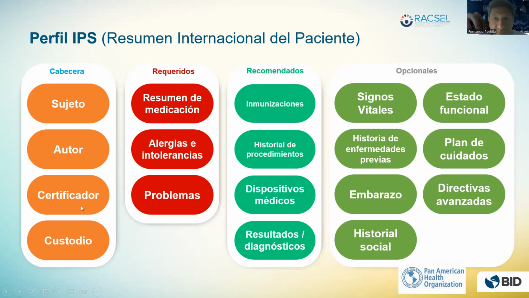From there on, we have different levels of information, going from more criticality to the lowest criticality. So what the standard recommends are these three sections. We first have red. This is required, mandatory. If a patient is cared for in another country, we should have the medication summary, the allergies, intolerances, and other problems that they may have.